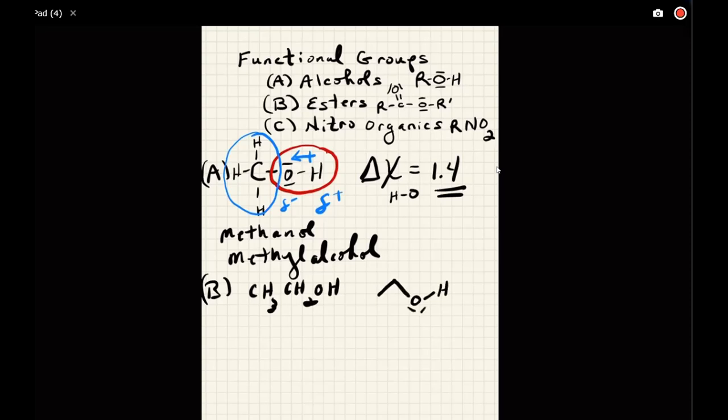Do you remember our line notation? Anywhere a bond terminates, that's a C. So this carbon out here has only one bond to it. It needs three more. So the others are hydrogens.